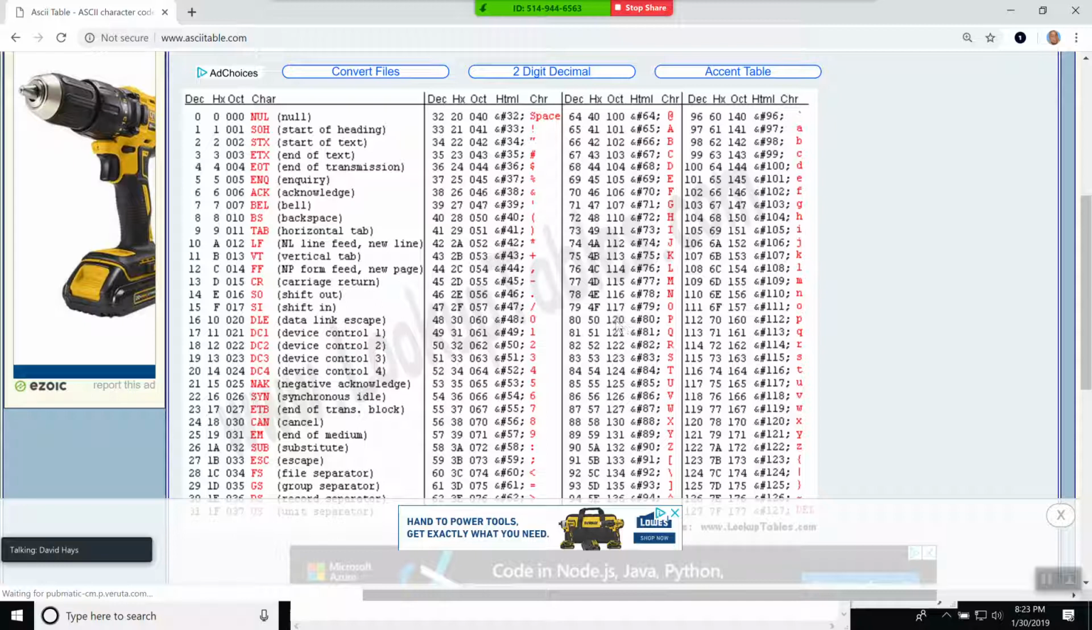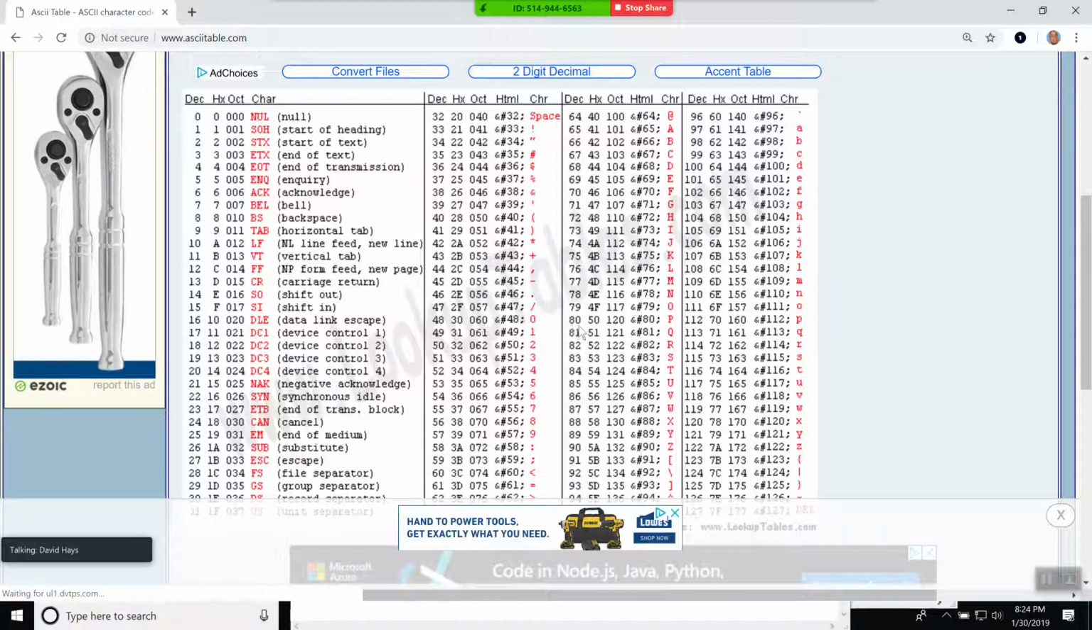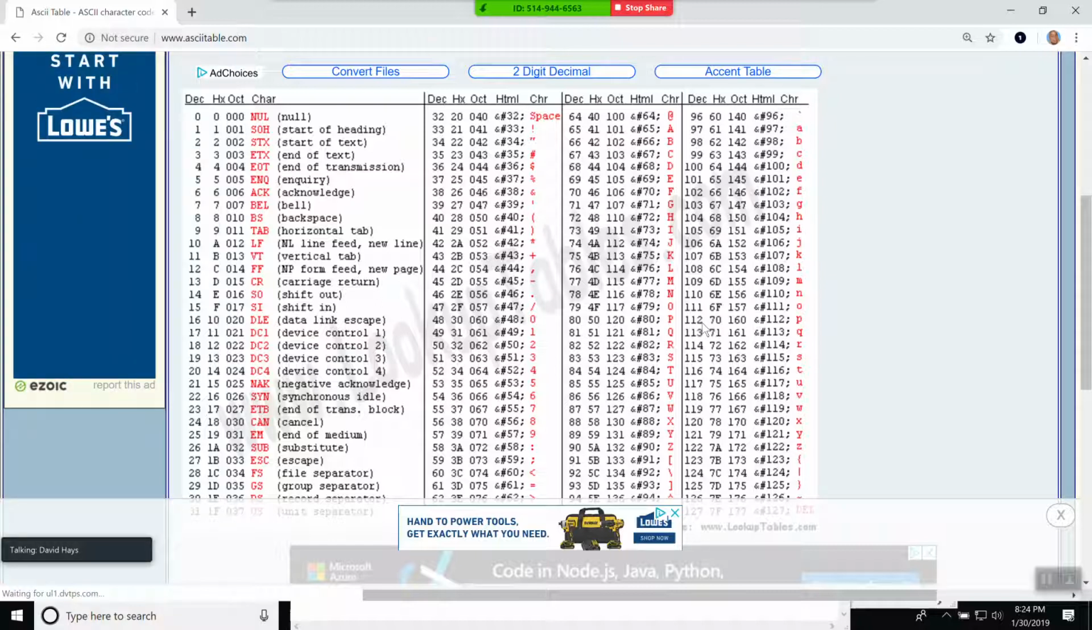Uppercase P here is 120. Lowercase p is, wait a minute, I'm looking at the wrong one. Helps if we look at the decimal. Okay, uppercase P is 80. Lowercase p is 112, which is a difference of 32, isn't it?